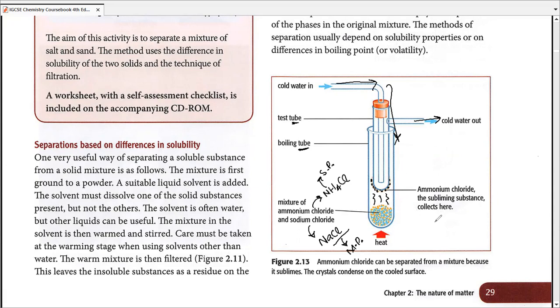So how were we able to separate it? Ammonium chloride is the subliming substance over here. It would immediately be converted into gas. The gas is immediately converted back to solid as soon as we cool it. So we were able to separate it from sodium chloride because nothing like that happens to sodium chloride.